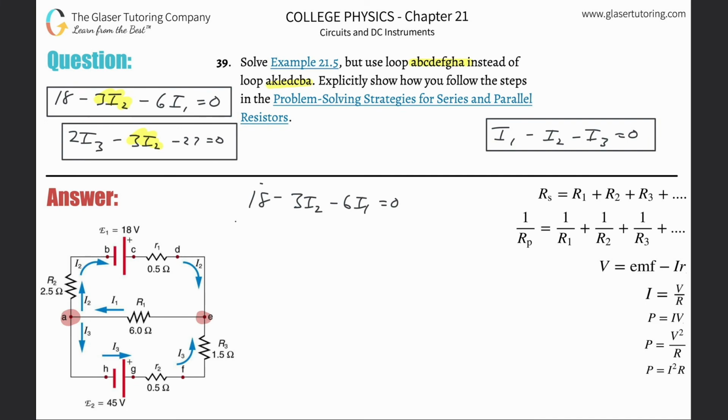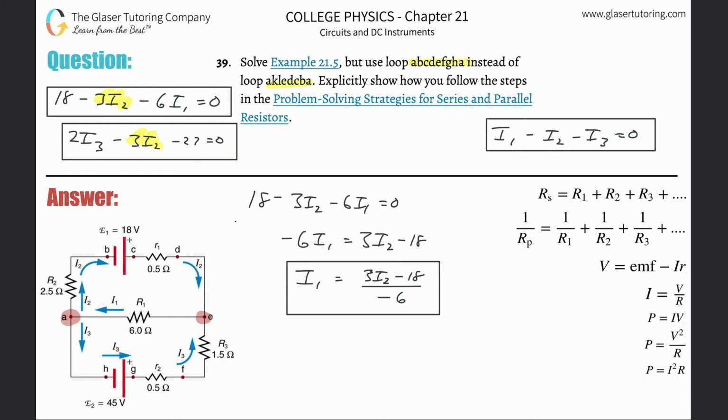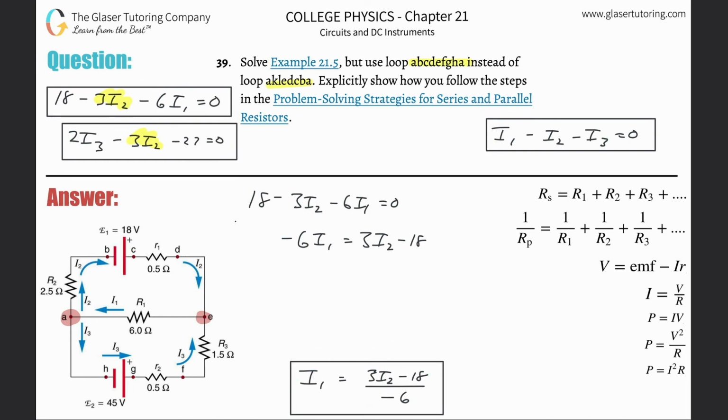All right, so we're going to now subtract the 18. I'm going to go through this a little quicker. Subtract 18, you're going to add the 3 I2. So you're going to be left with 6 I1 is going to be equal to 3 I2 minus 18. And then you're going to divide out the negative 6 from both sides, right? So it's going to be I1 equals then 3 I2 minus 18 all over negative 6. Leave that alone, okay? Let's put it maybe on down here.